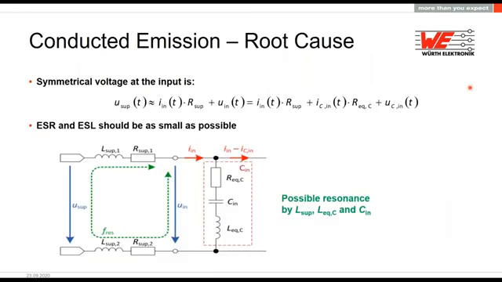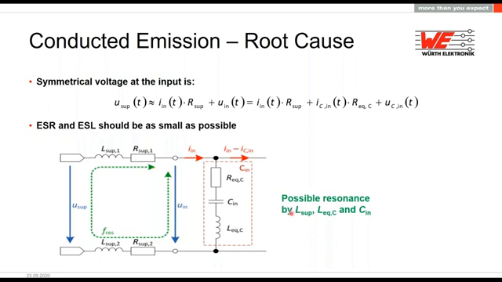So why is this so, or where does it come from? We have the symmetrical voltage at the input, and you have your input capacitor here. Because it's parasitic, you have your ESR, ESL. You also have your supply lines. They have an ESL and also a resistive part, and because the ESR and ESL are high, you get resonances.